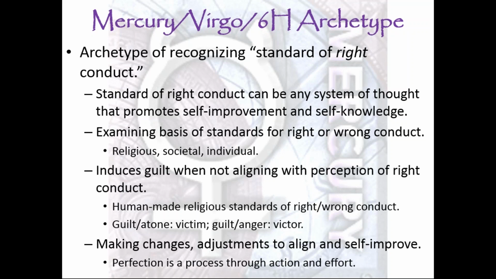We could even include parental in this perspective as well, because what's the first standards of right and wrong conduct? Mommy says yes, mommy says no. So we have these standards conditioned upon us via family, via society, via religion, all kinds of ways. And one of the things that Mercury through Virgo in the sixth house will do is go, well, what do I feel is a standard of right conduct for me versus what I have been taught or conditioned with? And of course, depending upon the degree of conditioning we've had, we can have an induction of guilt when we're not aligning with whatever the perception of right conduct is.